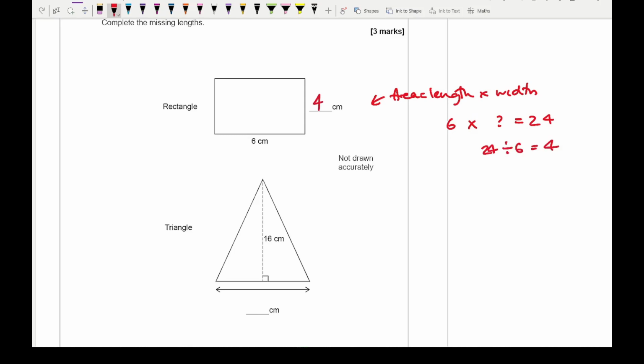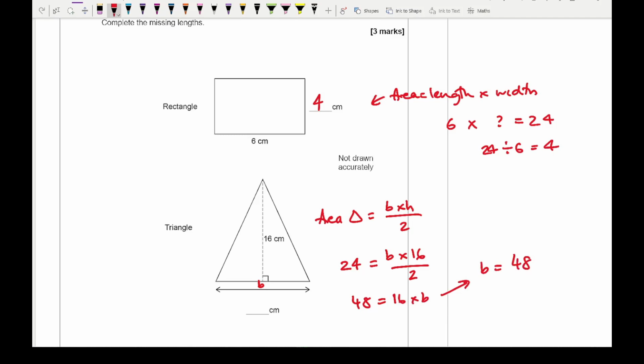Then for the area of a triangle, it's base times height divided by 2. So here we've got 24 equals the base, which is what we don't know, so let me just call that b, times 16 divided by 2. So if I do a bit of rearranging, 48 equals, we'll take the 2 over to the other side, 16 times b, and b equals 48 divided by 16, which gives me an answer of 3.